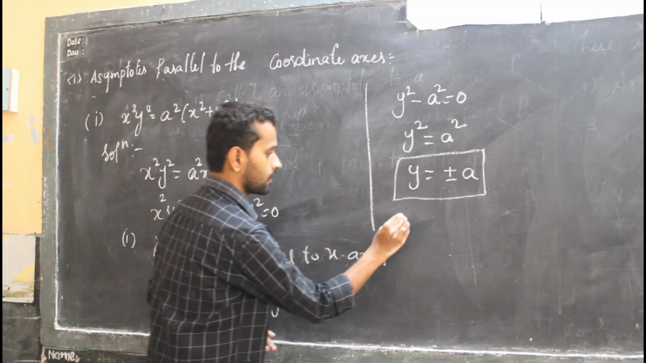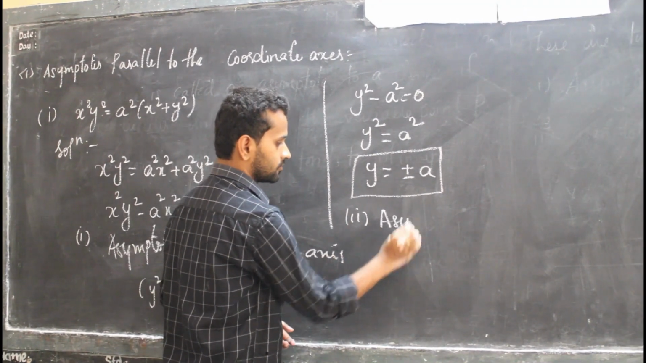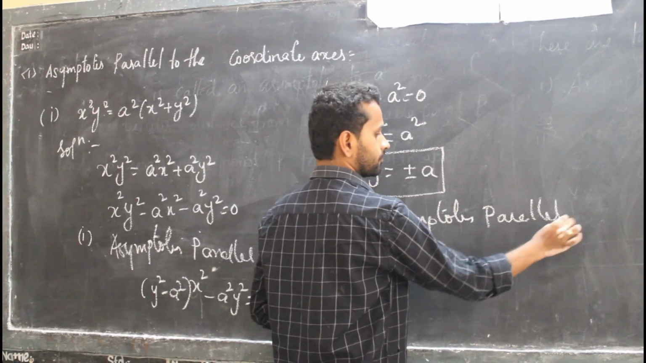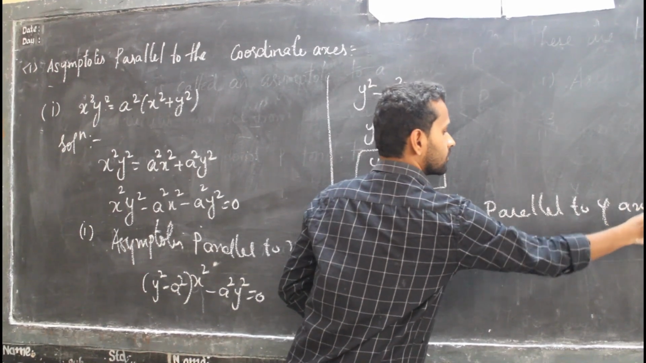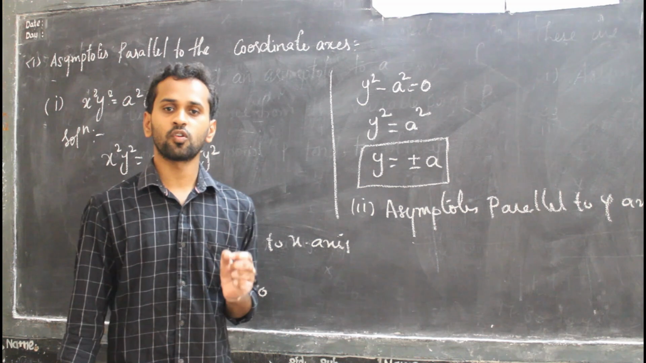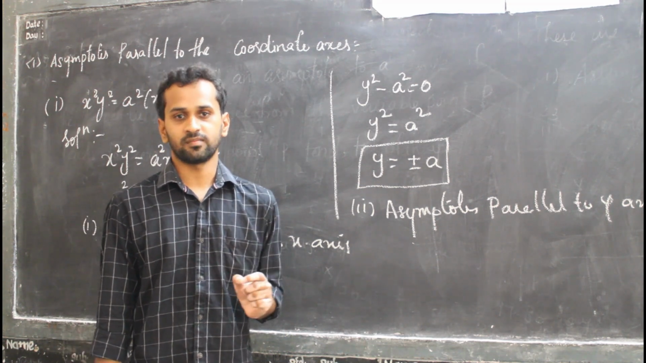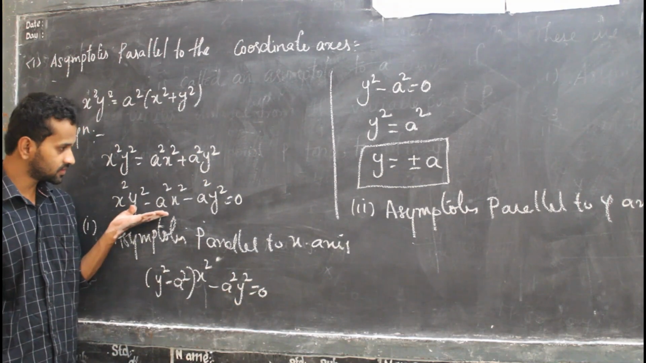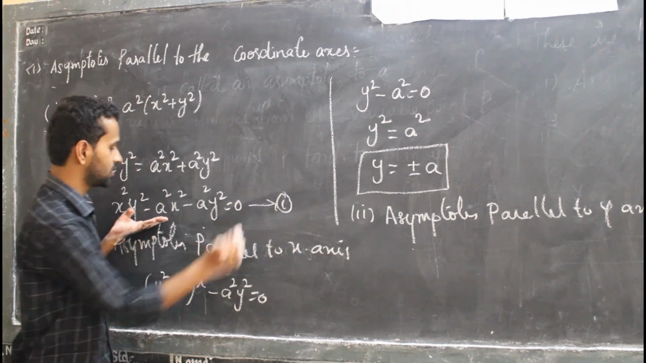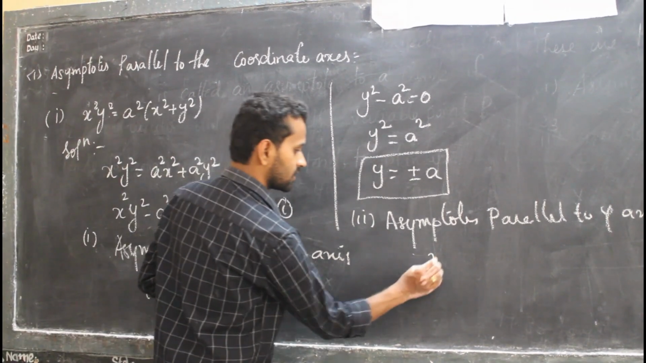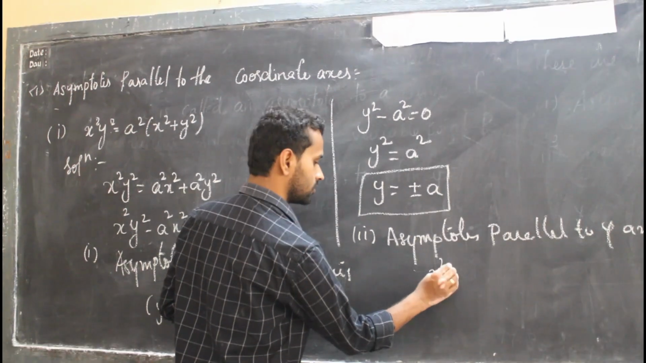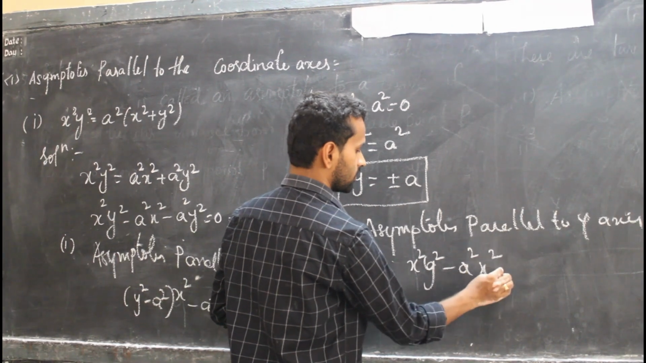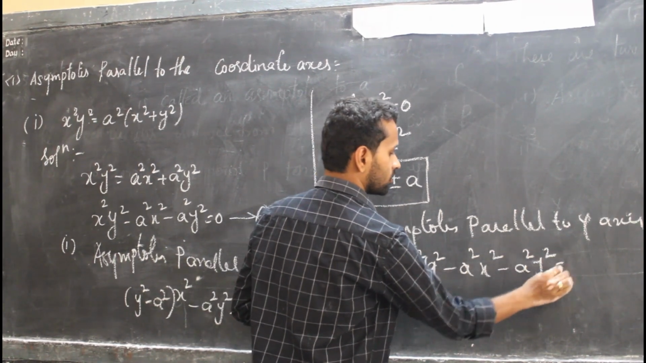Now the second one, asymptotes parallel to the y axis. In this case, I need to consider the coefficient of the highest term of y and make it equal to 0. Let us take this equation after simplification: x square y square minus a square x square minus a square y square equal to 0.